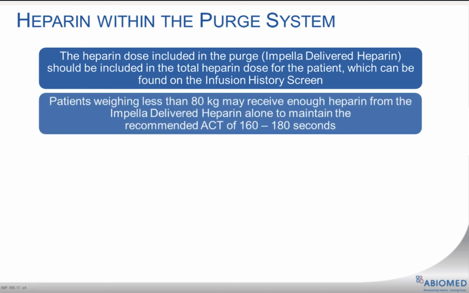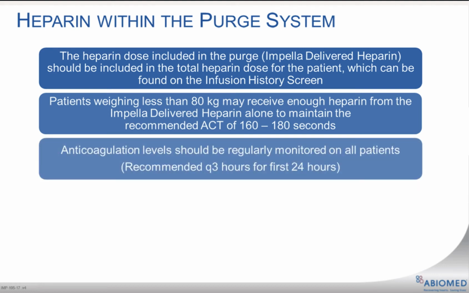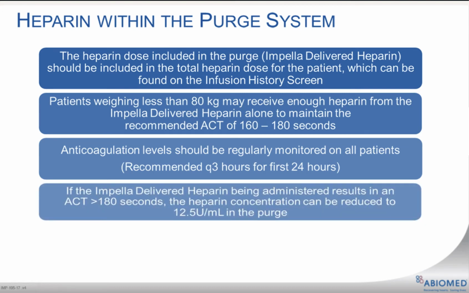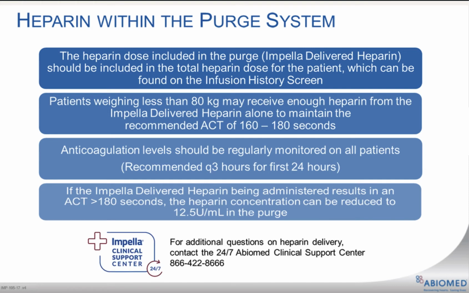An ACT of 160 to 180 seconds is recommended for all patients while on Impella support. For some smaller patients, this ACT may be achieved by just the Impella-delivered heparin, requiring no additional systemic heparin to be delivered. For the first 24 hours, it is recommended to monitor ACT levels every 3 hours. In situations in which excessive heparin is being administered through the PURGE system, it would warrant the reduction of heparin. As always, the Abiomed Clinical Support Center is available to answer any questions regarding the Impella-delivered heparin.